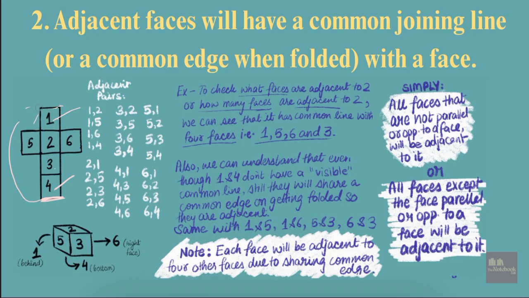Now a short trick for this is that if you know what the parallel faces are, okay, so if you know that 2 is parallel to 4, then everything else will obviously be adjacent to it. If you know that 3 and 1 are parallel to each other, that means everything else except 1 will be adjacent to 3, right? It's written over here in the notes. I'm just explaining everything again orally so that you get a better understanding. However, I've written everything over here.